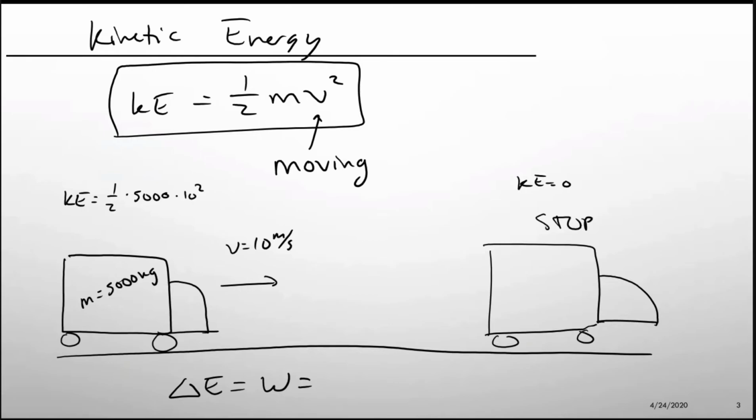And so that would be whatever 5,000 times 100 divided by 2 is. So it looks like 250,000. That is a lot of work. And I hope I got those right. Looks right. Okay, so we can find the change in kinetic energy or the change in energy, and that's how much work was done.